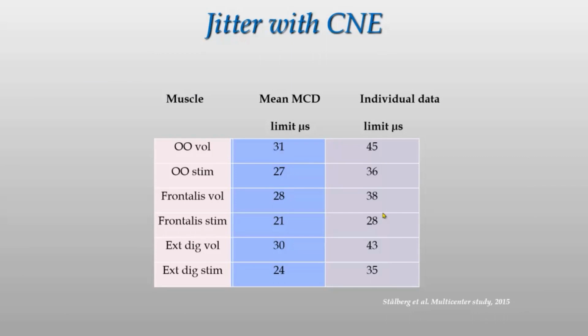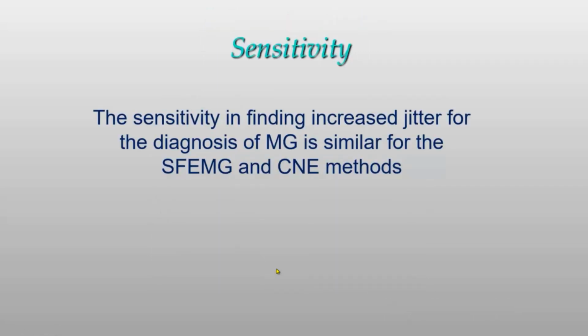In a multi-center study some years ago from Europe, America, Japan, South America, we developed reference values for muscle from orbicularis oculi, voluntary stimulated, frontalis, voluntary stimulated, and extensor digitorum, voluntary stimulated. And this is the jitter for individual recordings, and this is the mean when we have measured 20 recordings. And in comparison between the original single fiber recording, we found that the single fiber and the concentric jitter is very similar in the sensitivity to myasthenia. So actually we can safely use concentric jitter for the diagnosis.